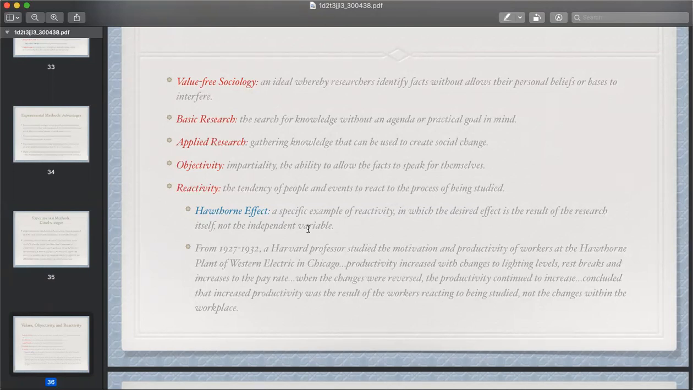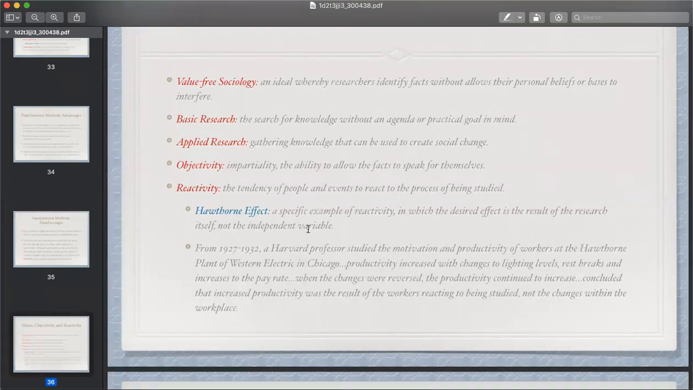And then earlier I mentioned reactivity. The tendency of people and events to react to the process of being studied. So let me give you an example of the Hawthorne effect. It's one of the major examples, I should say, of reactivity. From 1927 to 1932, a Harvard professor studied the motivation and productivity of workers at the Hawthorne plant of Western Electric in Chicago. Productivity increased with changes to lighting levels, rest breaks, and increases to the pay. But when the changes were reversed, the productivity continued to increase.